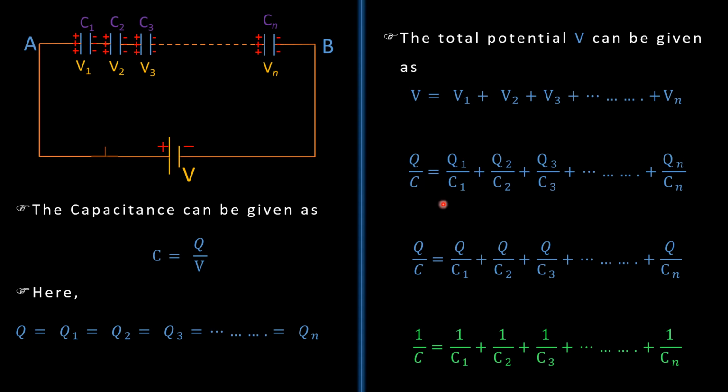Suppose we consider only two capacitors, C1 and C2, each with value 2 microfarad. How much is the value of C1? 2. How much is the value of C2? 2. So if I take 1 by 2 plus 1 by 2, what do I get? 1 by 2 plus 1 by 2 is 1, and then what is the capacitance? C is 1, which is less than C1 and less than C2.